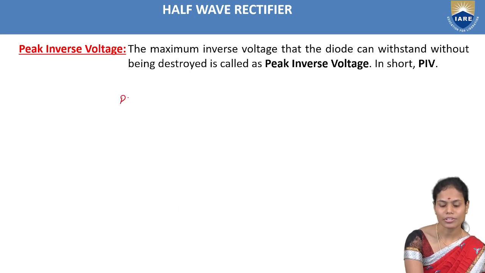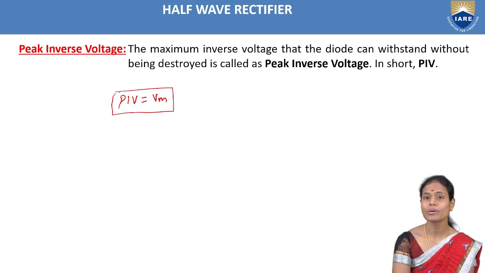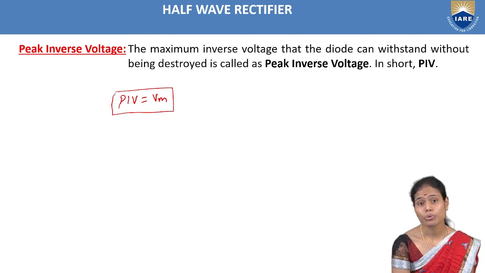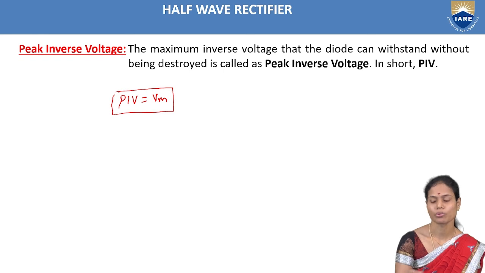So the peak inverse voltage of the half wave rectifier is Vm. That is nothing but, when the diode is in the reverse bias condition, how much input voltage we are giving here, it is Vm. So that indicates the peak inverse voltage. And how much reverse voltage the diode can withstand is indicated by the peak inverse voltage. That is nothing but, without damage or breakdown, up to what voltage the diode is going to work properly in the half wave rectifier is indicated by the peak inverse voltage.